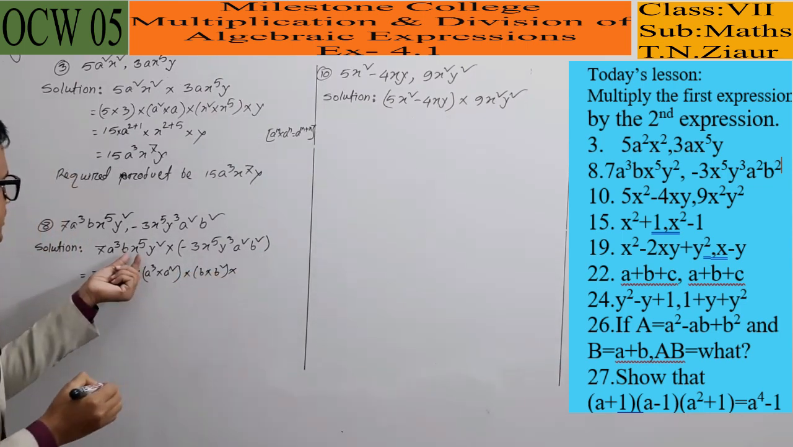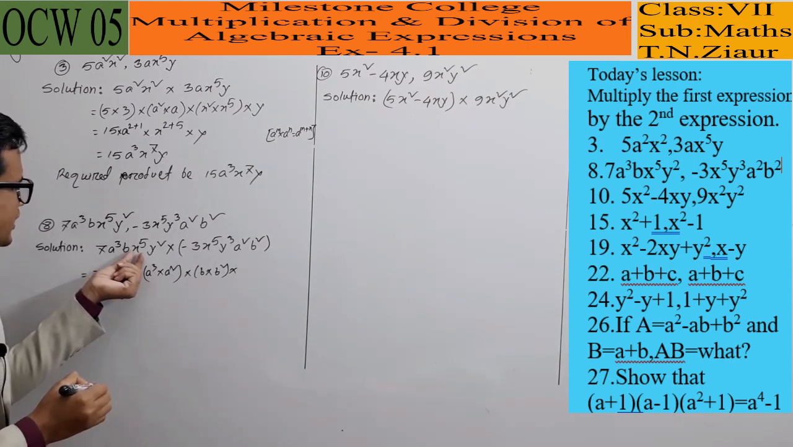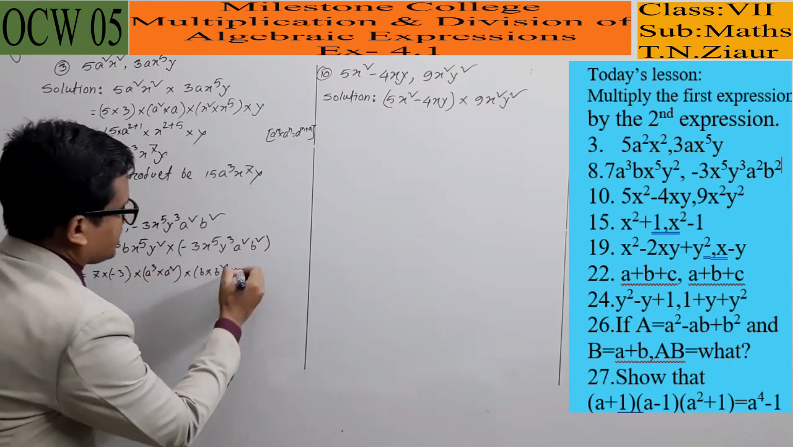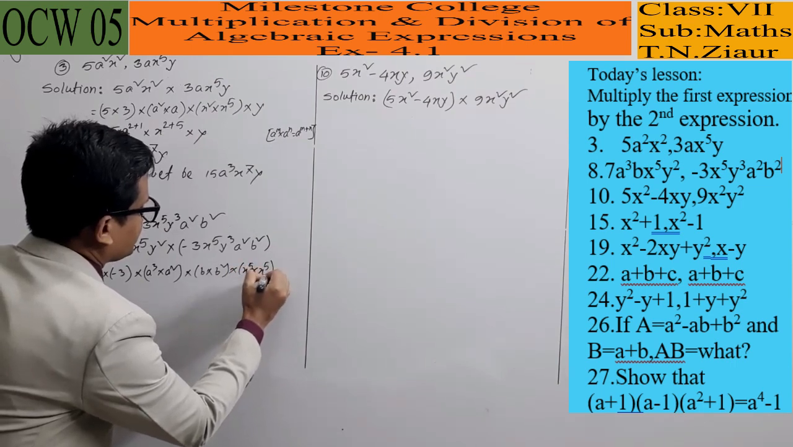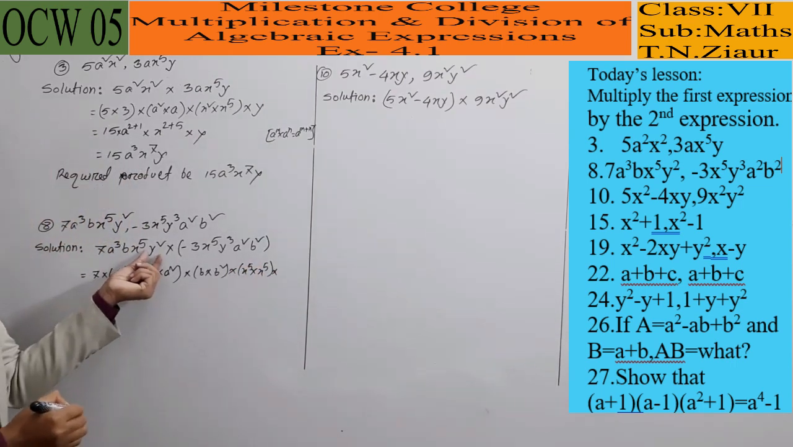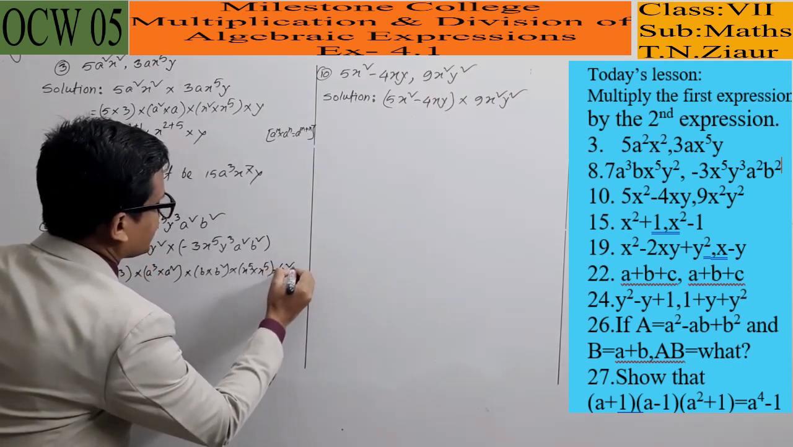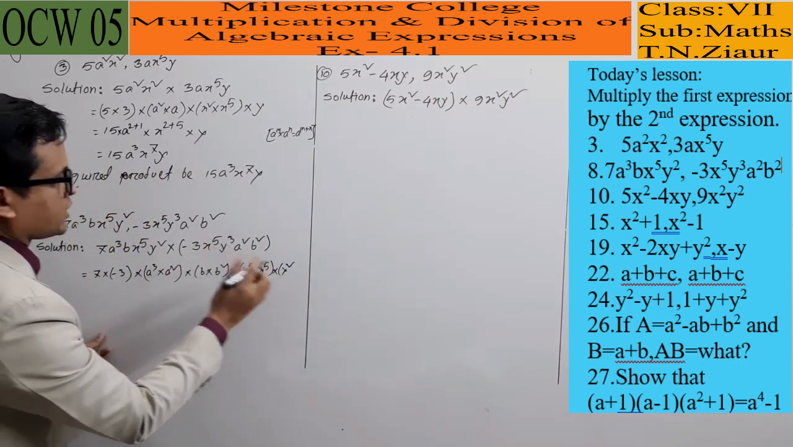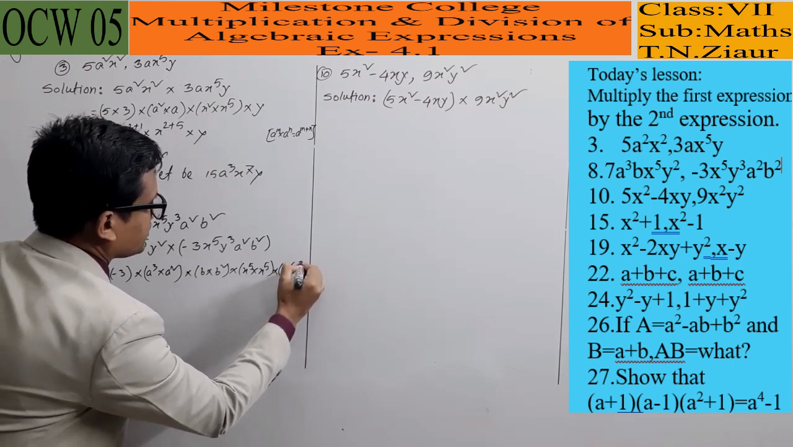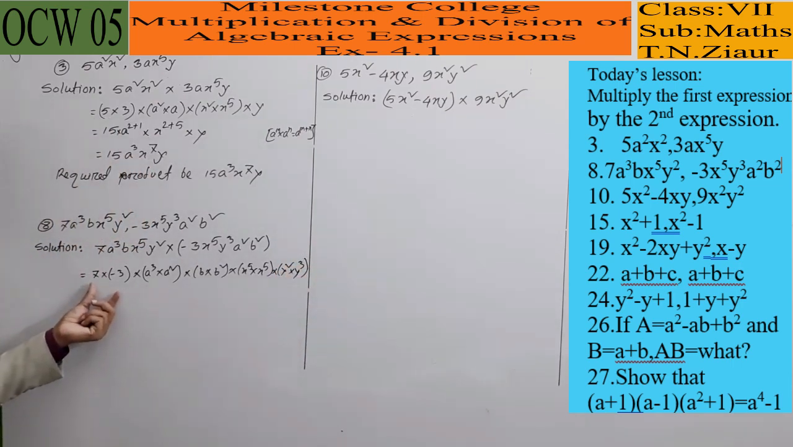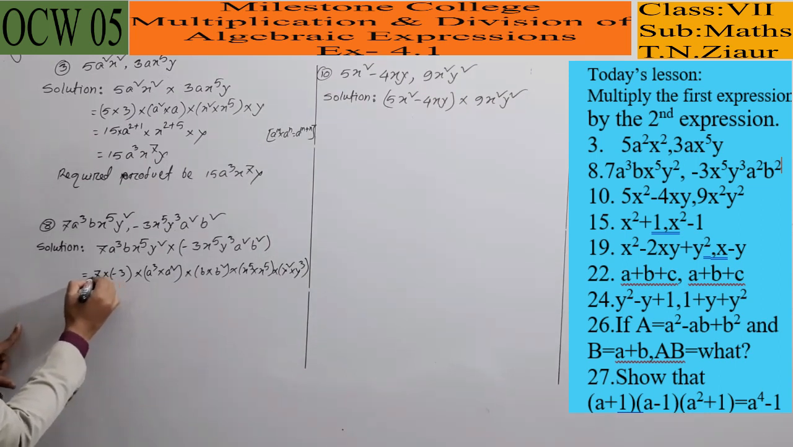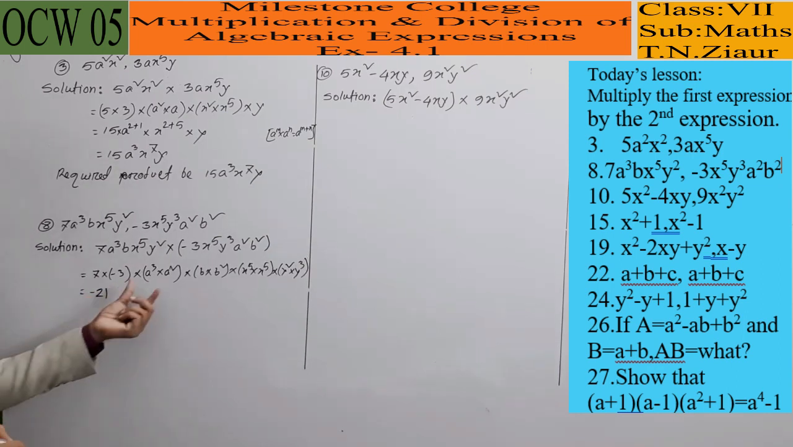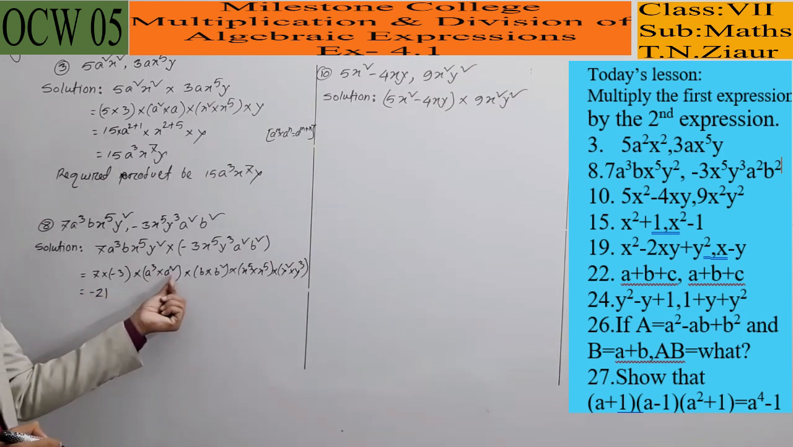Again, now check. Here is x to the power 5. Is there any x? Yes, x to the power 5 into x to the power 5. Now check, here is y square, so just write y square. And is there any y? Yes, y cube. Just write y cube. So minus, what will be? Minus plus minus makes minus. So 7 times 3 is minus 21. So this one is a cube into a square.